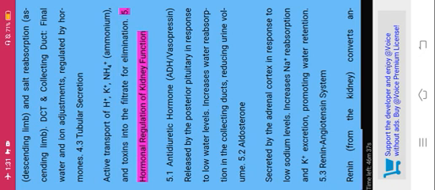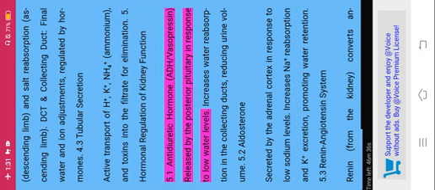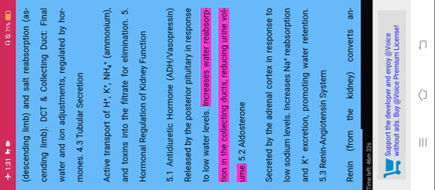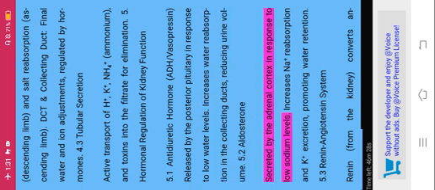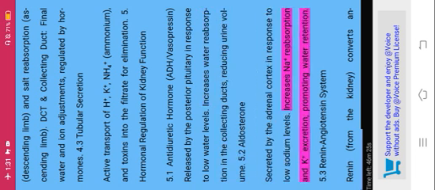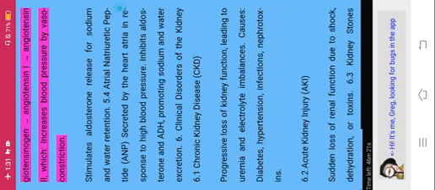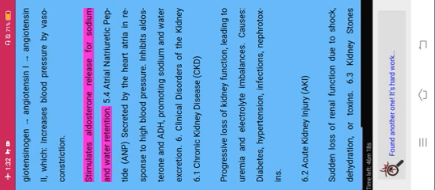5. Hormonal regulation of kidney function. 5.1 Antidiuretic hormone (ADH, vasopressin) released by the posterior pituitary in response to low water levels. Increases water reabsorption in the collecting ducts, reducing urine volume. 5.2 Aldosterone. Secreted by the adrenal cortex in response to low sodium levels. Increases Na⁺ reabsorption and K⁺ excretion, promoting water retention. 5.3 Renin-angiotensin system. Renin from the kidney converts angiotensinogen to angiotensin I to angiotensin II, which increases blood pressure by vasoconstriction. Stimulates aldosterone release for sodium and water retention.